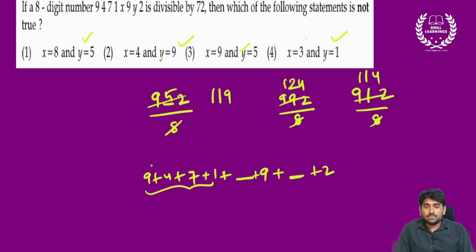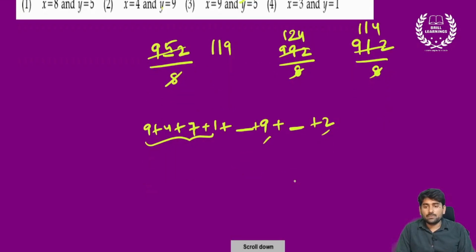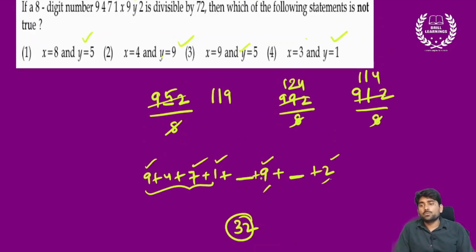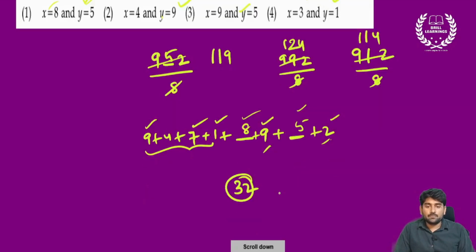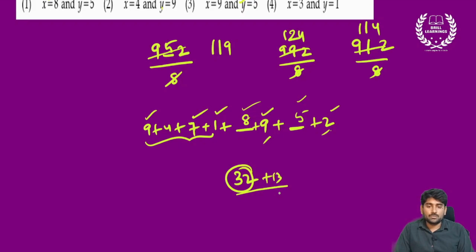First add the fixed values. These are all fixed values. 9 plus 9, 18. 18 plus 7 plus 2 means 9, 27. 27 plus 4, 31, plus 1, here also 1. So 32. The total value is 32. Now we need to substitute both the x value and the y value at a time in these two fields. Option wise, put 8 here and 5 here. First, 13. So add this 13 in the first option. So it is 45. This option is okay.